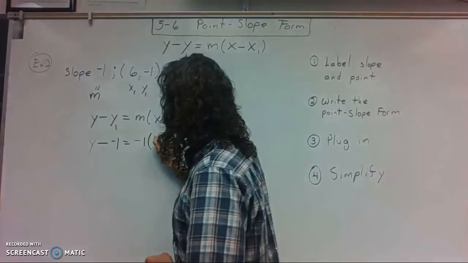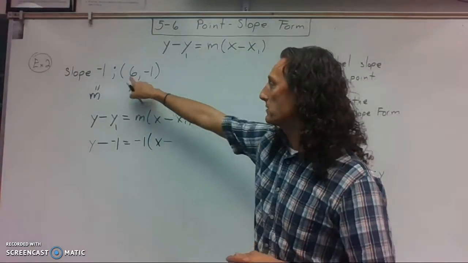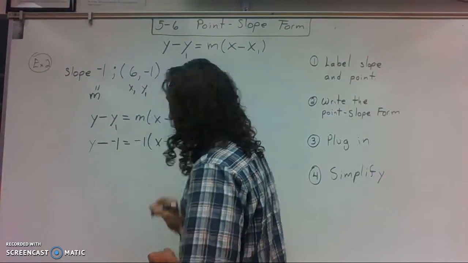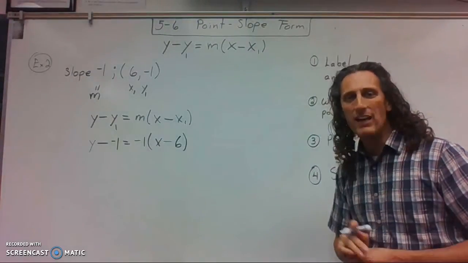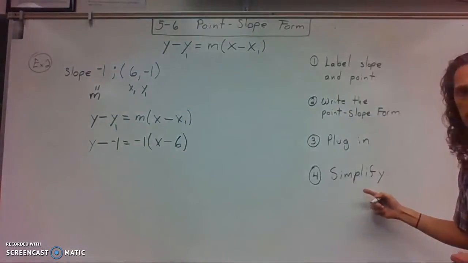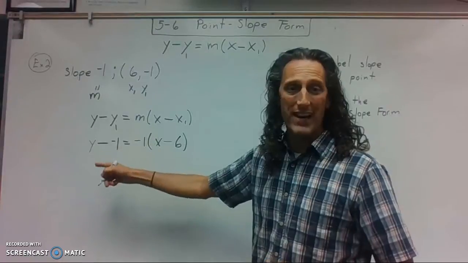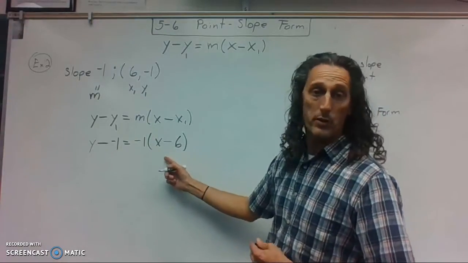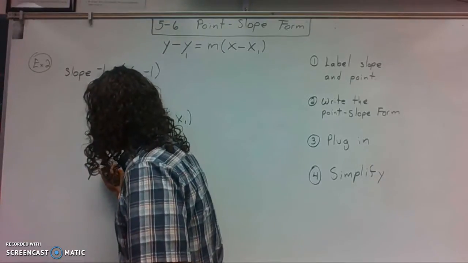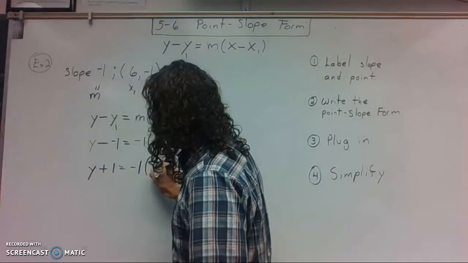Parentheses, x minus, and now I've got to put my x1. Now this time my x1 is just a regular 6, so I just put a regular 6 there. Close it up, right? And only if you ever see these double negatives, you actually need to simplify. I don't want to see a minus next to a negative sign, so we're going to rewrite this. This side happens to be okay this time. So I'm just going to write y plus 1 equals negative 1 times x minus 6.